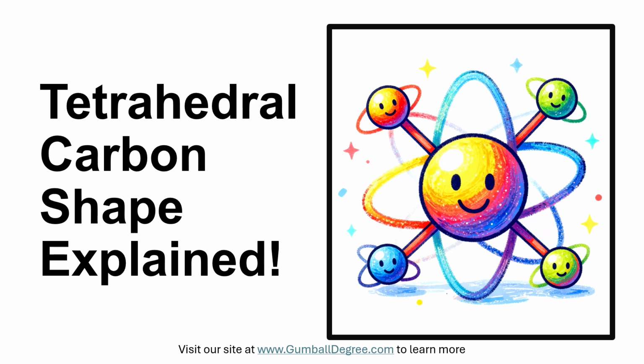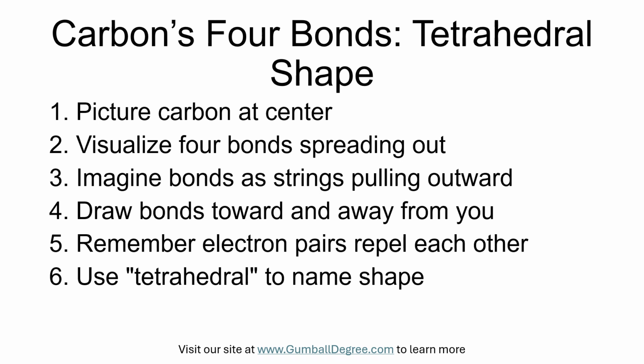Carbon forms 4 bonds that are arranged in space at the corners of a tetrahedron, giving bond angles of about 109 degrees and making the shape three-dimensional rather than flat. Think of carbon as the center of a tiny three-dimensional pyramid with no base, where each bond points toward a different corner so they stay as far apart as possible.